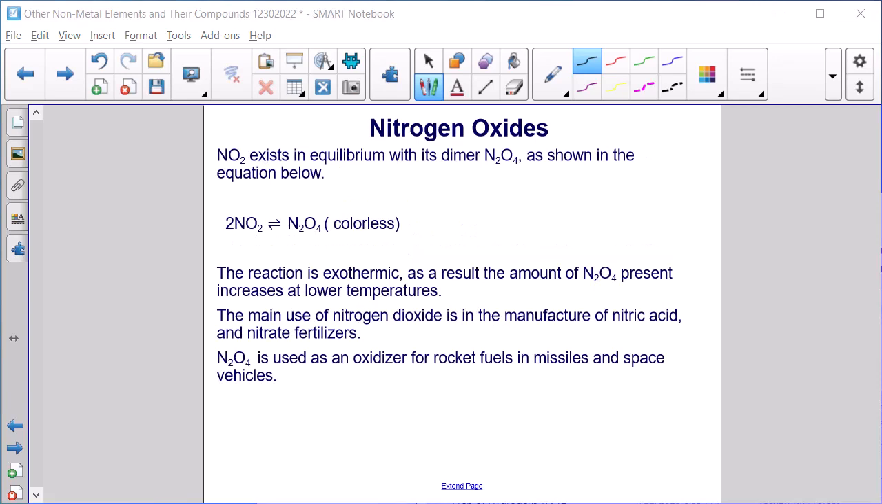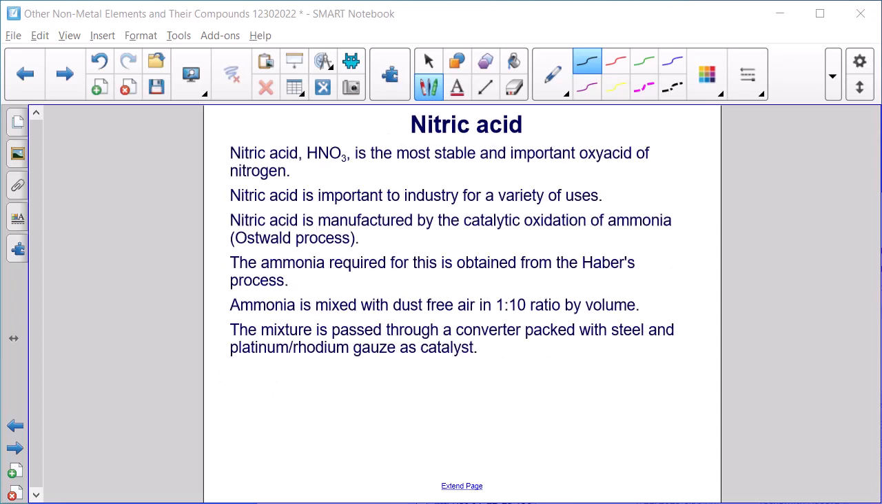Nitrogen dioxide, NO2, exists in equilibrium with its dimer, N2O4, as shown in the equation below. The reaction is exothermic. As a result, the amount of N2O4 present increases at lower temperatures. The main use of nitrogen dioxide is in the manufacture of nitric acid and nitrate fertilizers. N2O4 is used as an oxidizer for rocket fuels in missiles and space vehicles.